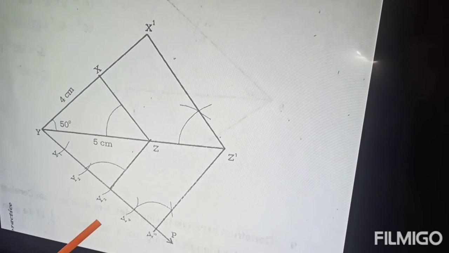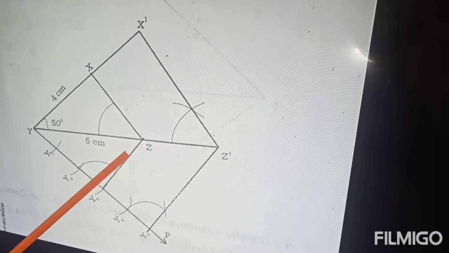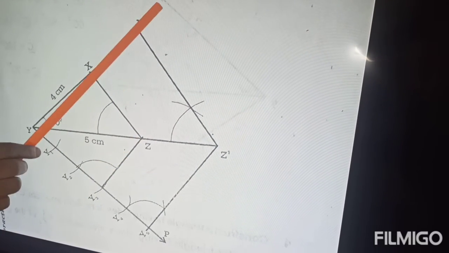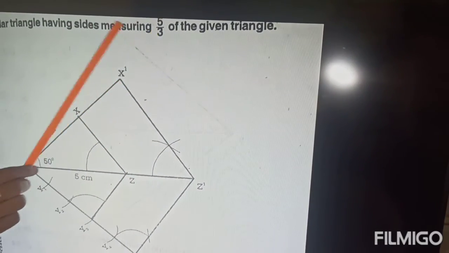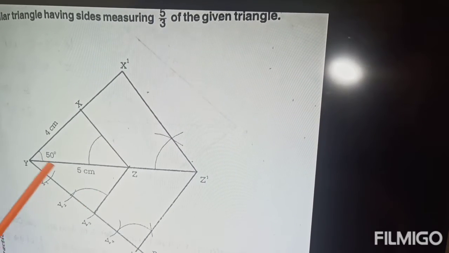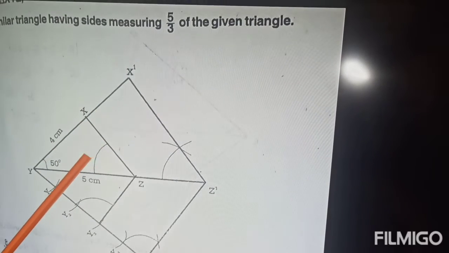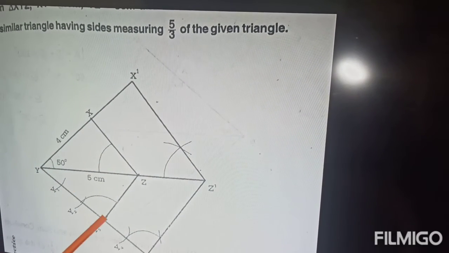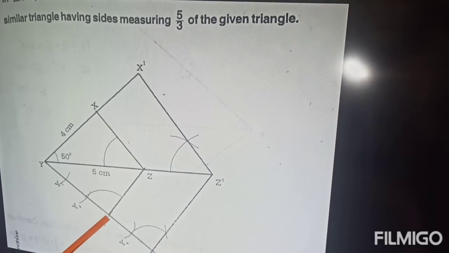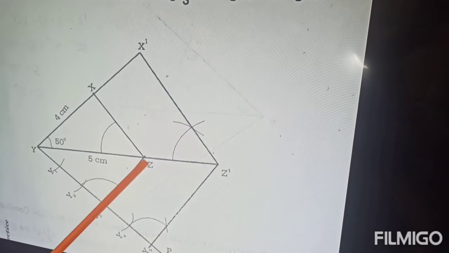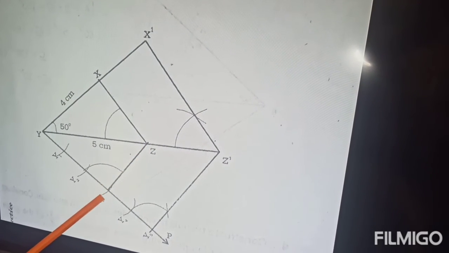Okay. After that, Y3, join it to Z, because here the given ratio is 5/3. Here the denominator is small, the numerator is big. Here we have to form a similar triangle with the ratio 5/3 with the given triangle. Therefore, we have to take the smaller number, the denominator. That point we have to join with this triangle's end point Z. Y3 join with Z.